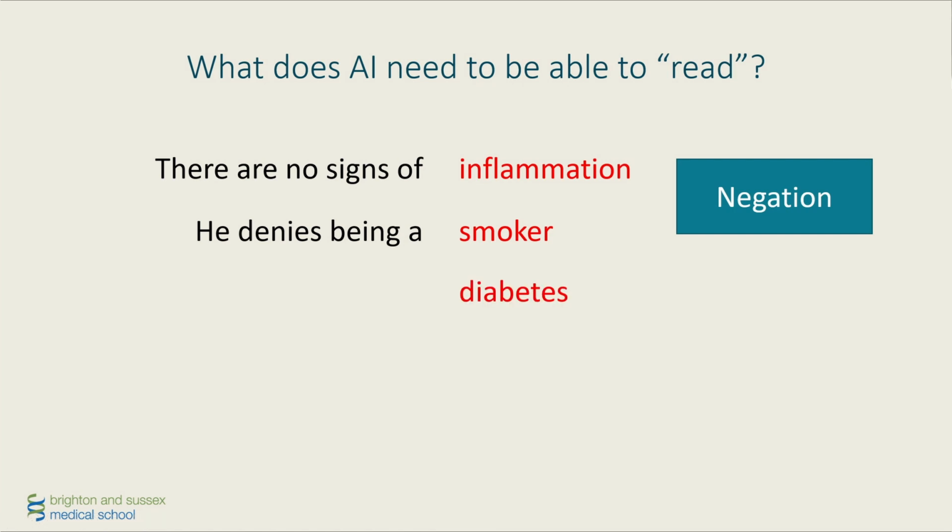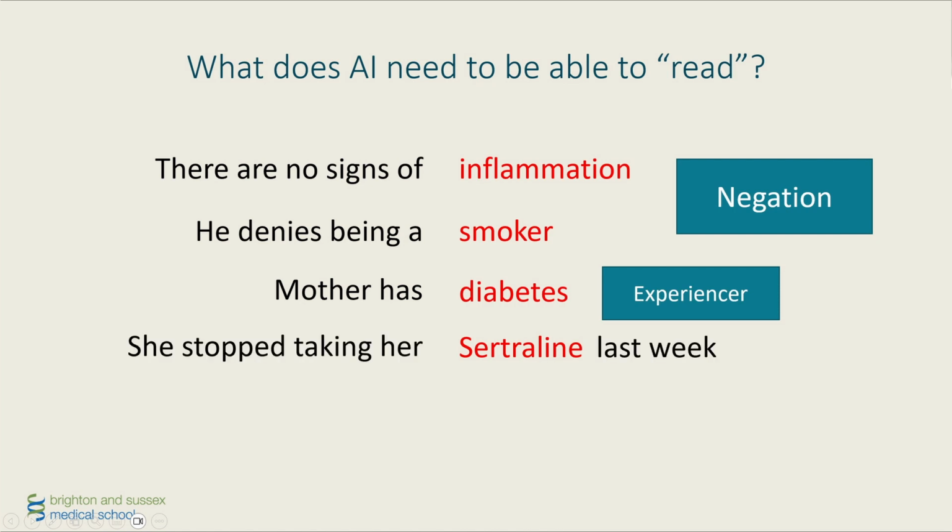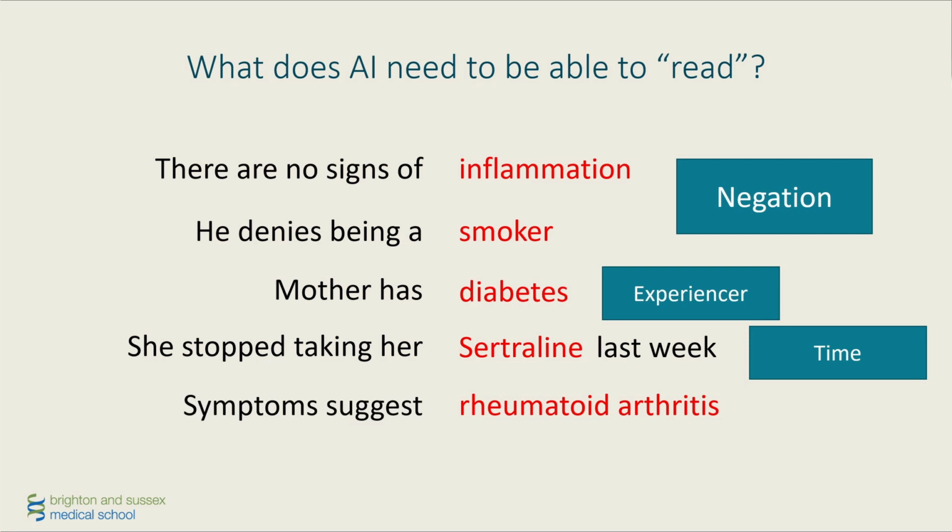He denies it. Does this person have diabetes? Well, no, actually, it's their mother that had it. So we need our AI to be able to tell who is the experiencer of the symptom or the diagnosis. Is this person currently taking sertraline? No, he stopped taking it last week. We also need to know time or history. Is this now or is it in the past? And does this person have rheumatoid arthritis? Well, symptoms suggest it, but that's not an actual formal diagnosis. So we need to also look at the level of uncertainty.